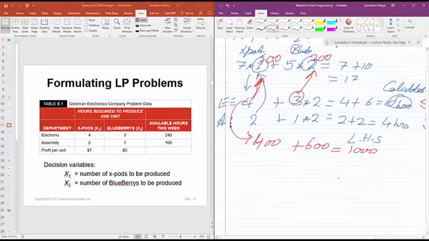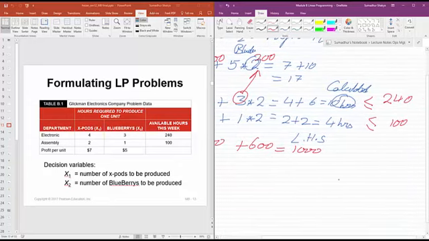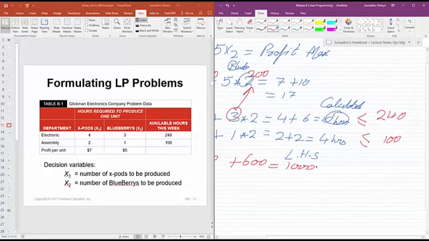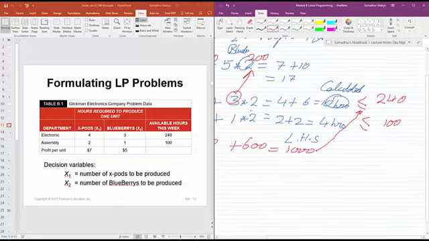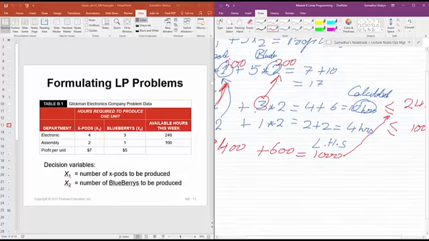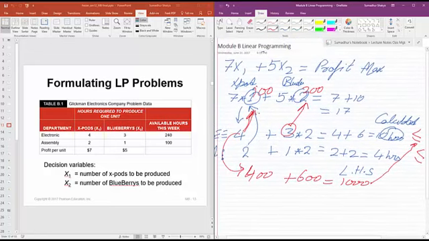Now remember, we only have 240 hours available, so this will no longer be less than 240. Therefore, we want to figure out what number is the best for both xpod and blueberries, such that our profit stays maximum without violating either of the constraints. Okay, so let's see how we can get this done in a spreadsheet format.